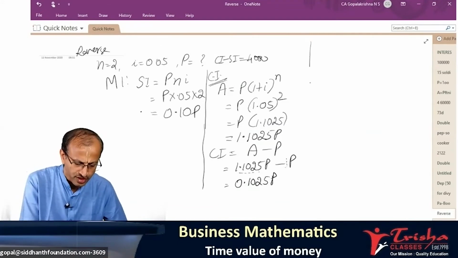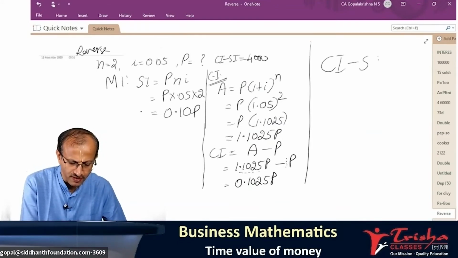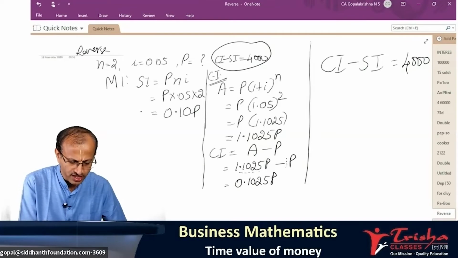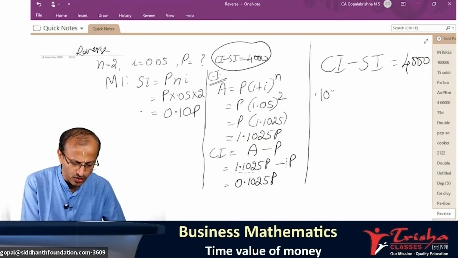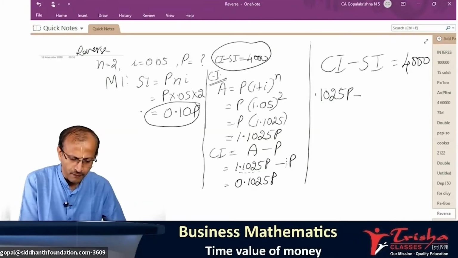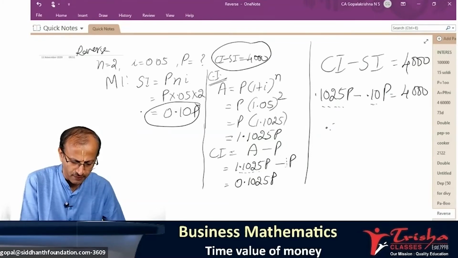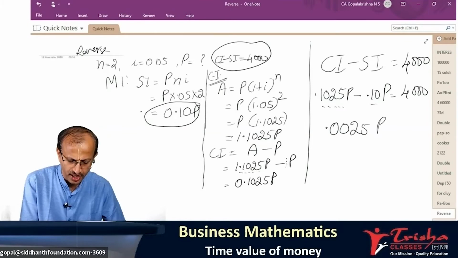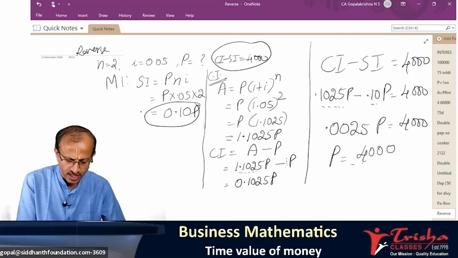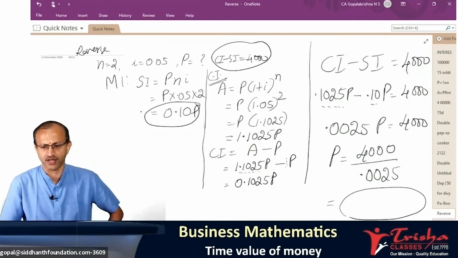I have to do Ci minus Si, which is equal to 4,000. What is Ci? 0.1025 P. What is Si? Look here. 0.10 P is equal to 4,000. 0.1025 minus 0.10, you will get 0.0025 P is equal to 4,000. P is equal to 4,000 divided by 0.0025. Work it out and tell me the final answer first.